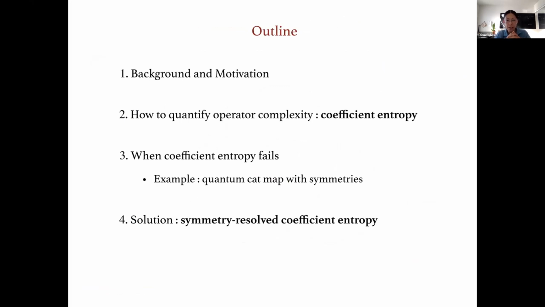So now let me describe a tool that people usually use to quantify operator complexity, called the coefficient entropy. And then I will give you an example where the coefficient entropy actually fails. This example is called the quantum cat map with symmetries. And finally, I will give you a solution to the problem. I will propose a new type of tool to quantify operator complexity when there are symmetries. It's called the symmetry-resolved coefficient entropy. Okay, so now let's look at the old tool, the coefficient entropy.